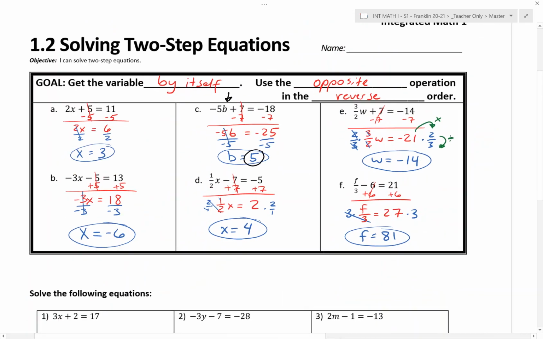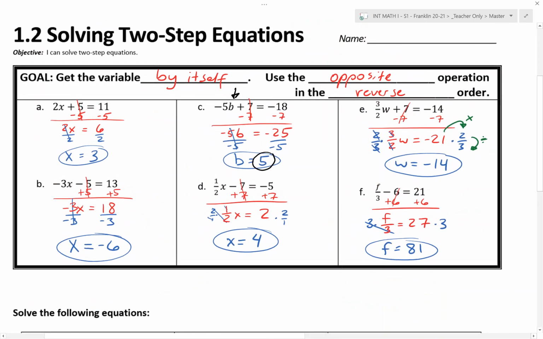Okay, so that's two-step equations, right? Use the opposite operation in the reverse order.